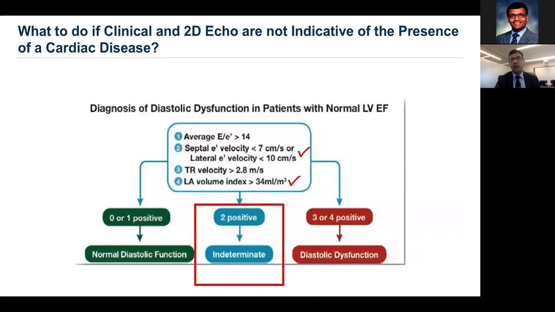So this patient has two sets of abnormality: elevated LA volume index, and reduced lateral and septal E prime velocities. Only two are positive. So this patient would be called indeterminate, and you would need to look for other features to support diastolic dysfunction, or even perform an exercise stress test if the question is not yet solved.